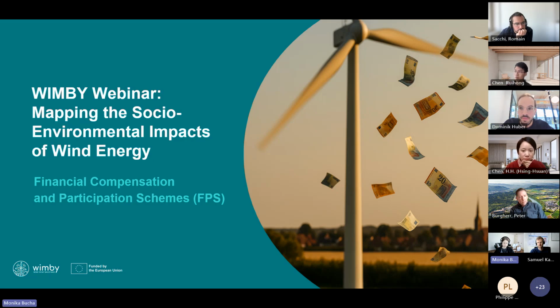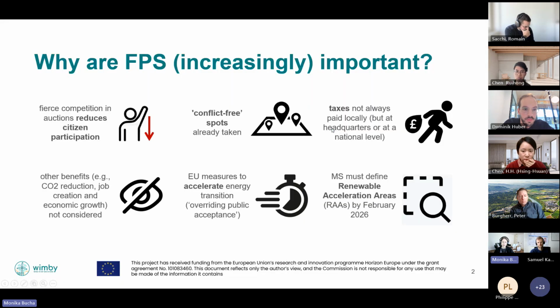Perfect. Okay, so today I'm going to talk about financial compensation and participation schemes in the wind energy sector from a regulatory view. And I would like to start with the question why financial participation and compensation schemes, hence money that is paid to municipalities and or residents in the vicinity of a wind park, why is this important? First of all, there's a fierce competition in the wind energy sector after the introduction of auction systems, which reduces citizen participation.